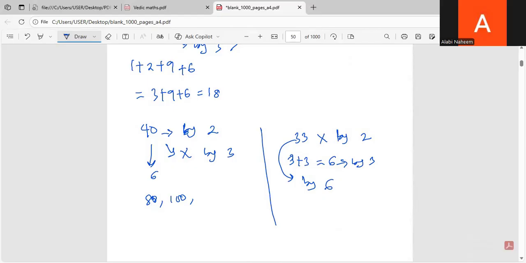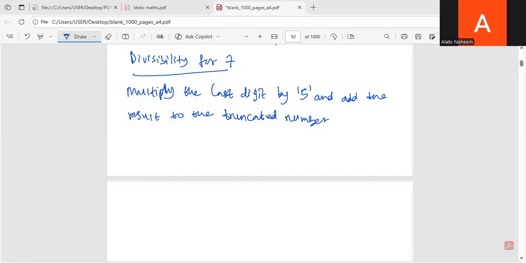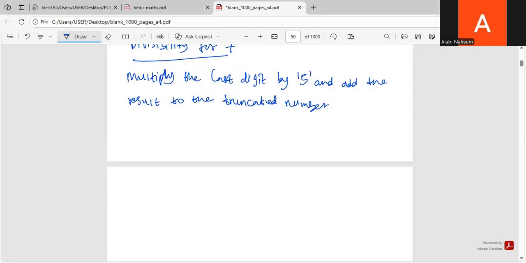Now we move to that of 7. As for 7, there are two methods of checking. The first of the two methods is this: we multiply the last digit by 5 and add the result to the truncated number. If the final result is divisible by 7, then the original number is also divisible by 7. So let's see how we do that.